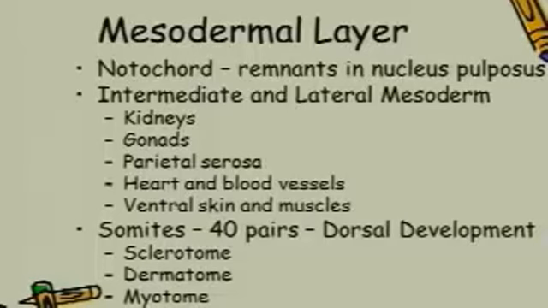Mesodermal layer, you can see it has everything else, right? All those lists of structures. One of the kind of interesting things, the notochord is going to be remnants that are left over in the nucleus pulposus, which is the gel in the center of the discs of the spine. Okay, so this is a remnant from the mesodermal layer.